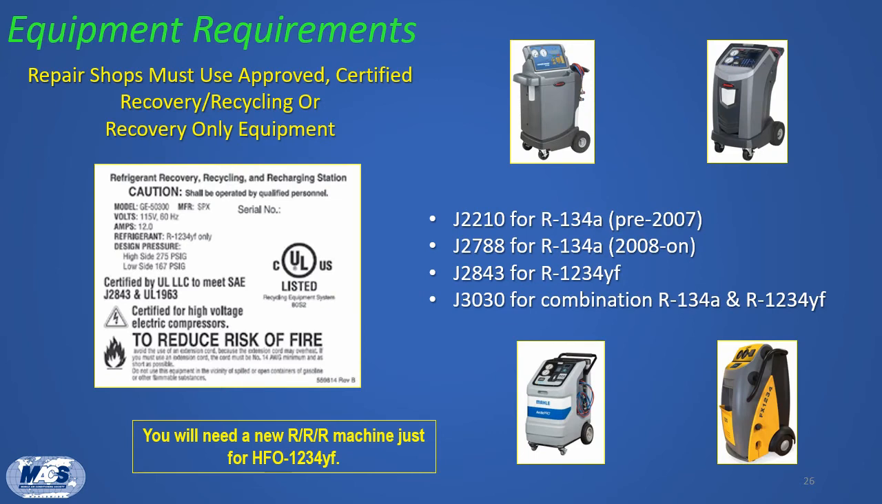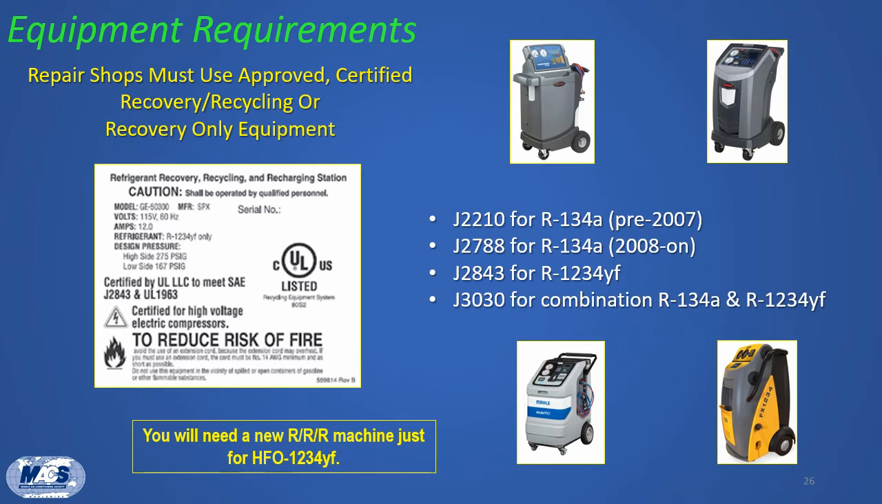One of the first requirements to affect shops had to do with equipment. Before the 1990s, shops would simply vent refrigerant in order to depressurize the system to perform service and repairs. But new EPA regulations required shops to recover refrigerant, meaning they have to use approved and certified recovery recycling or recovery-only equipment. Today, however, most shops use what are known as RRR machines that can recover, recycle, evacuate, and recharge the system with one machine.